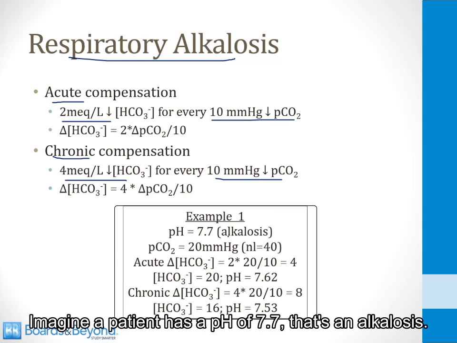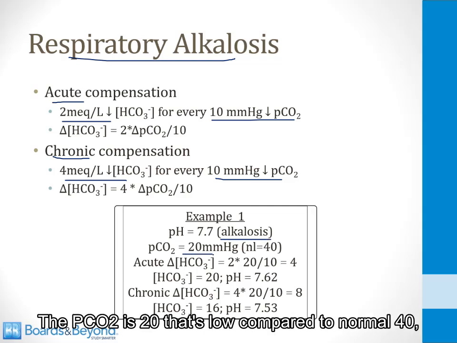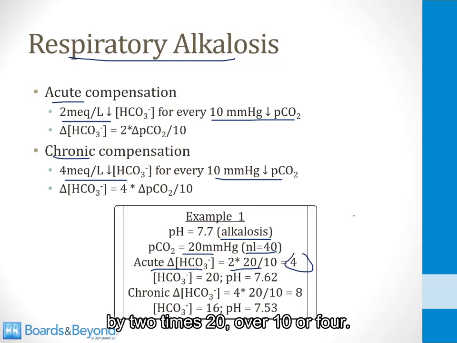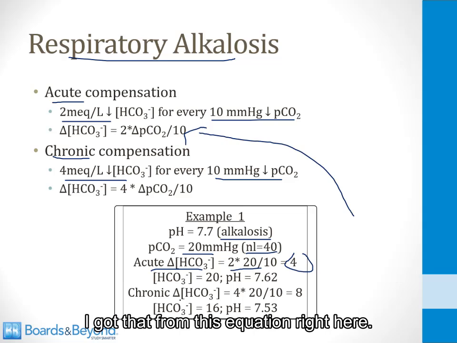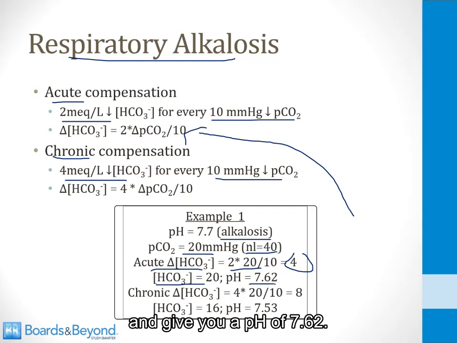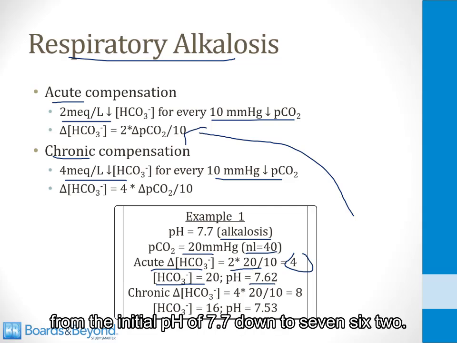Imagine a patient has a pH of 7.7, that's an alkalosis. The PCO2 is 20, that's low compared to normal of 40, so this is a respiratory alkalosis. Acutely, the bicarbonate will change by 2 times 20/10 or 4. I got that from this equation right here. This will cause the bicarbonate to become 20 and give you a pH of 7.62, so a slight improvement from the initial pH of 7.7 down to 7.62.